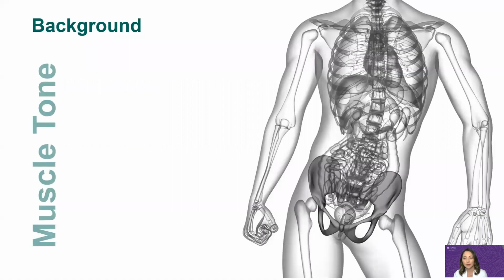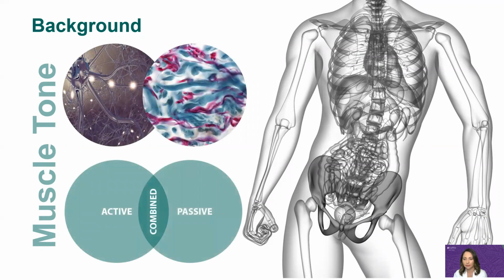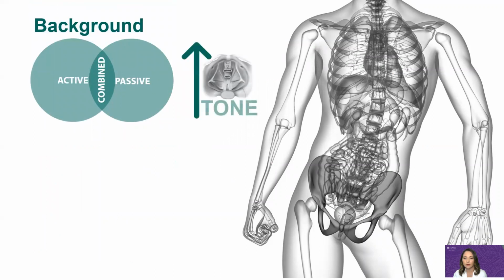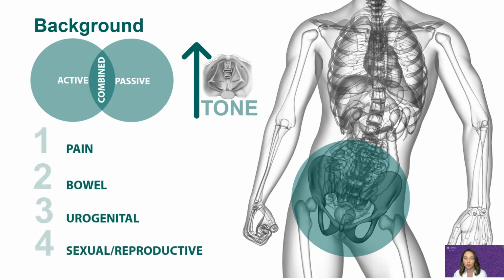Muscle tone is made up of some combination of active or myoelectric and passive or viscoelastic muscle properties. The contribution of these muscle properties to increased tone of the pelvic floor muscles has been considered to be involved in varying ways in a range of pelvic health conditions across four main categories: pain, bowel, urogenital, and sexual dysfunction or reproductive health. However, it is not well understood.